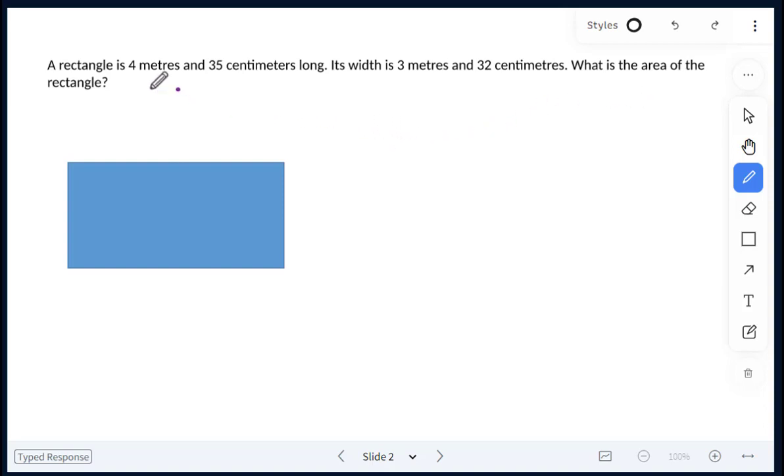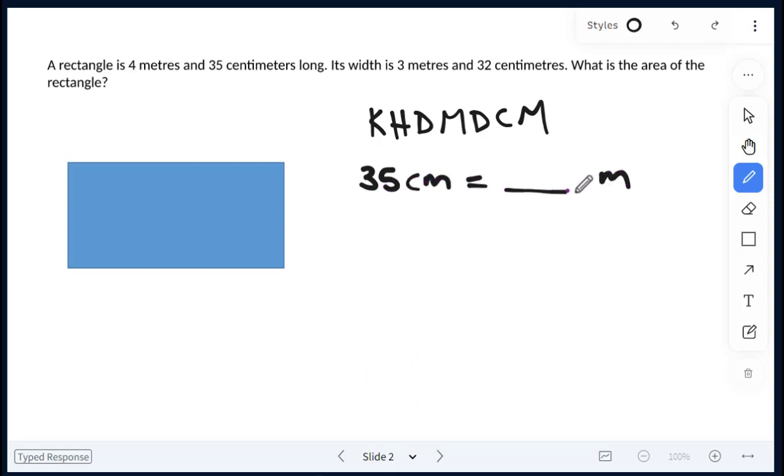So the first thing we have to do is we're given two different units here. We're given meters and we're given centimeters. So the first thing we have to do is make sure our units are the same. So let's just review here. Let's say we want to keep our units in meters. So let's change the 35 centimeters to meters. All right, so centimeters to meters, we're moving 2 to the left, so our decimal place will go there. That makes it 0.35 meters.